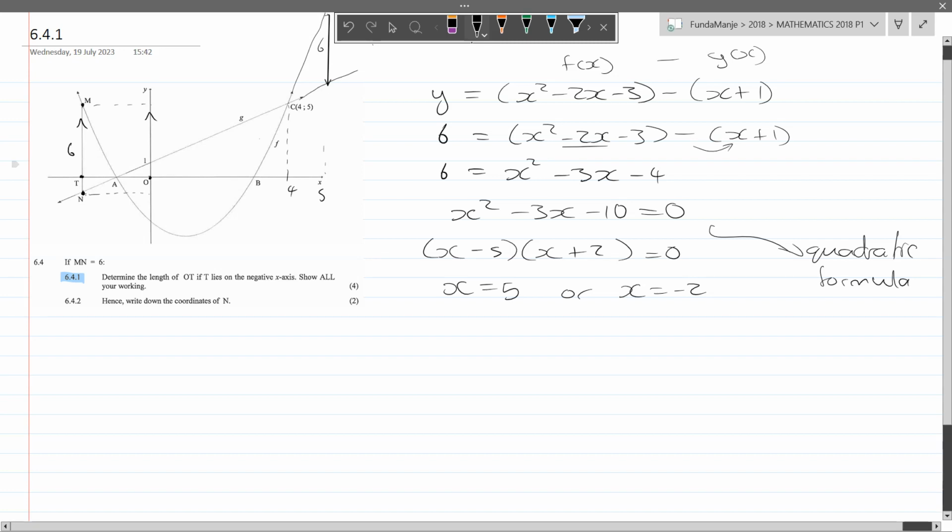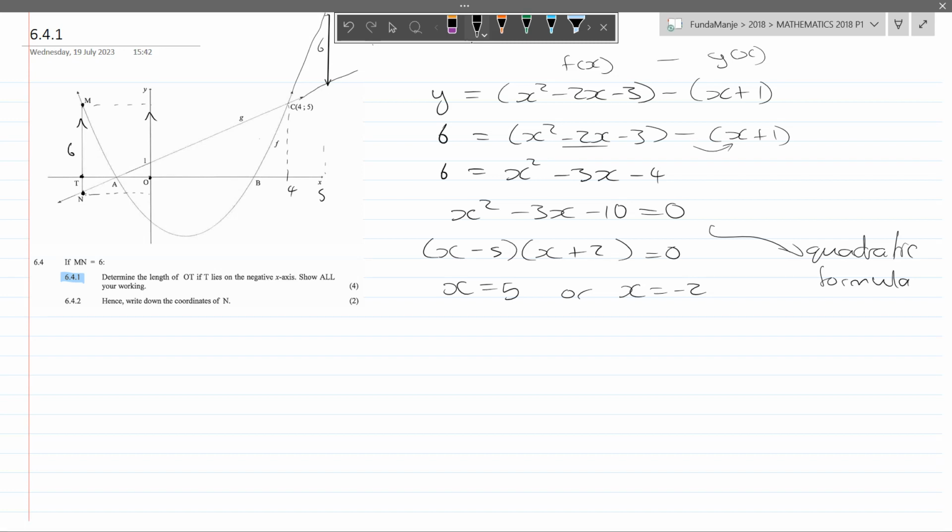We're interested in the one that will give us the coordinates for T, which is at x is equal to minus 2, which means at T, this has to be minus 2, 0. So with this information, we can easily now say that OT will be equal to 2 units. And that's about it.